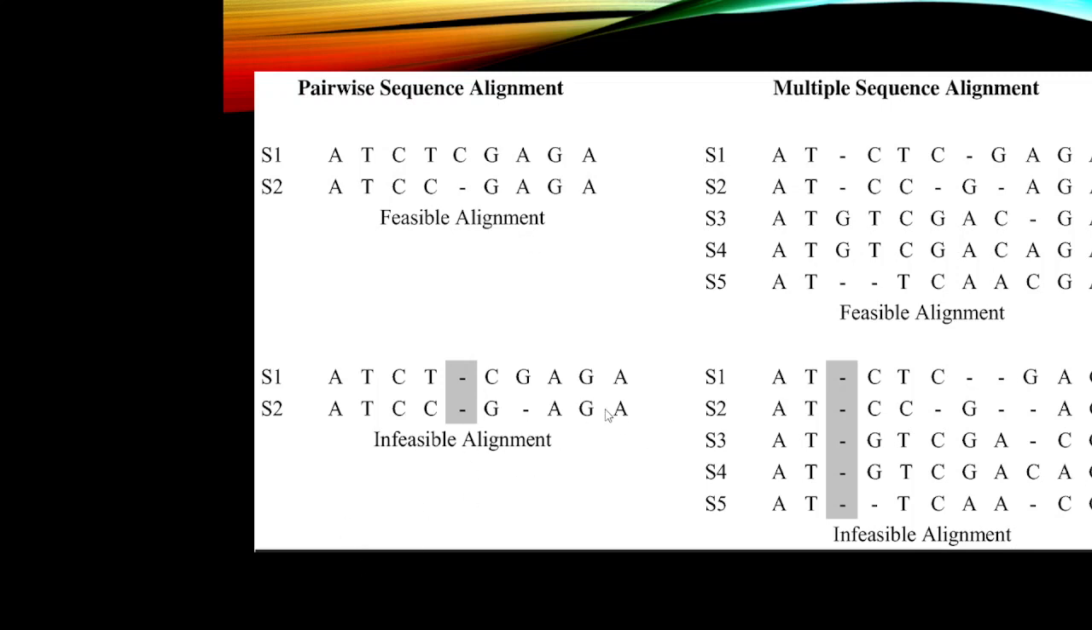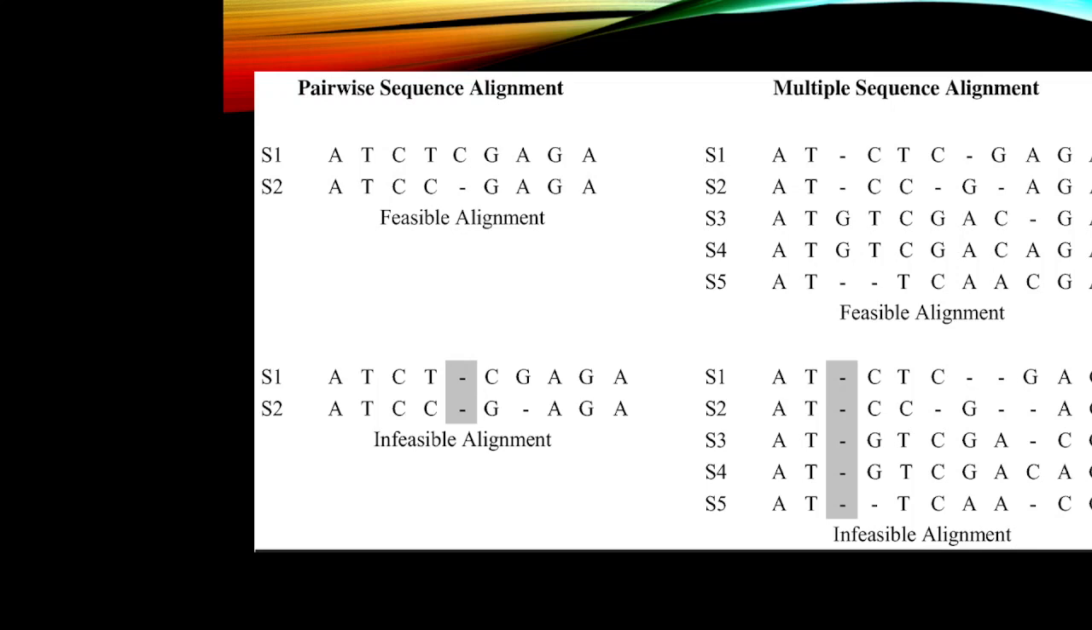On the other hand, if we go for this kind of alignment, we have to put gaps here, three gaps. So an alignment that reduces the number of gaps is always practically more possible. That is why the first alignment is said to be a feasible alignment or a more possible alignment, because less number of gaps are there. In the second alignment, more gaps are there. That is why it is considered as a less possible or infeasible alignment.